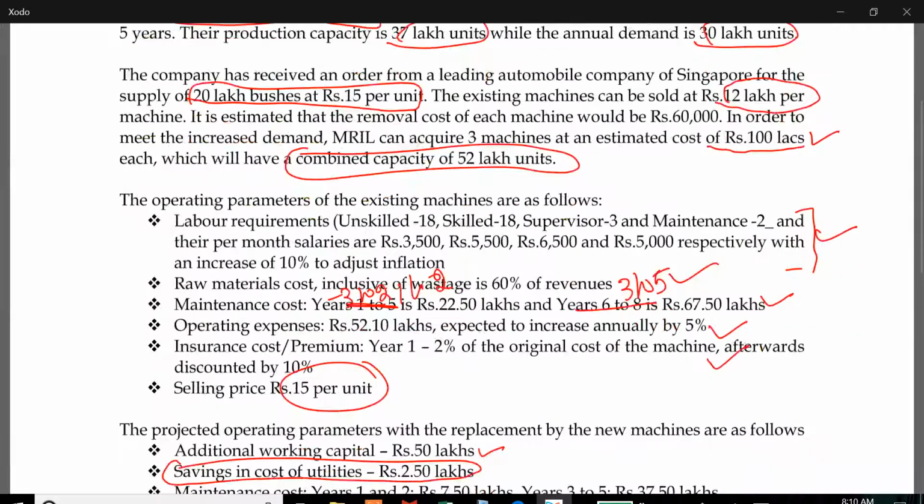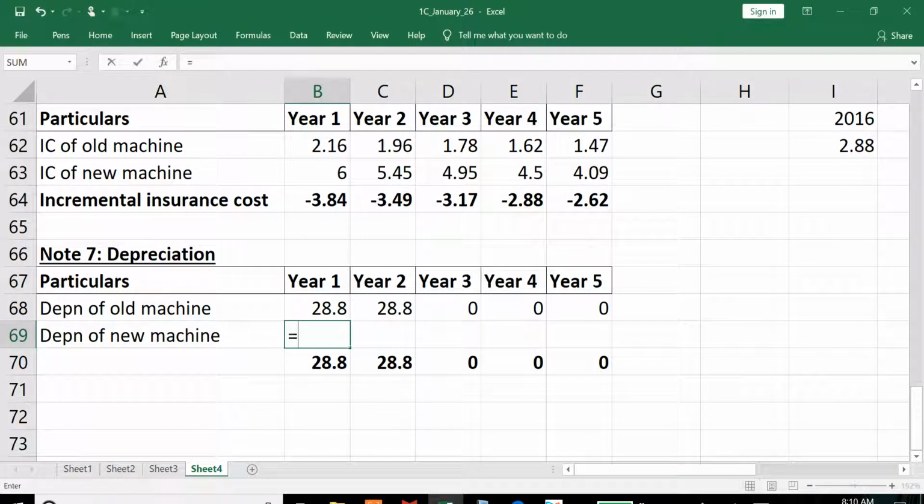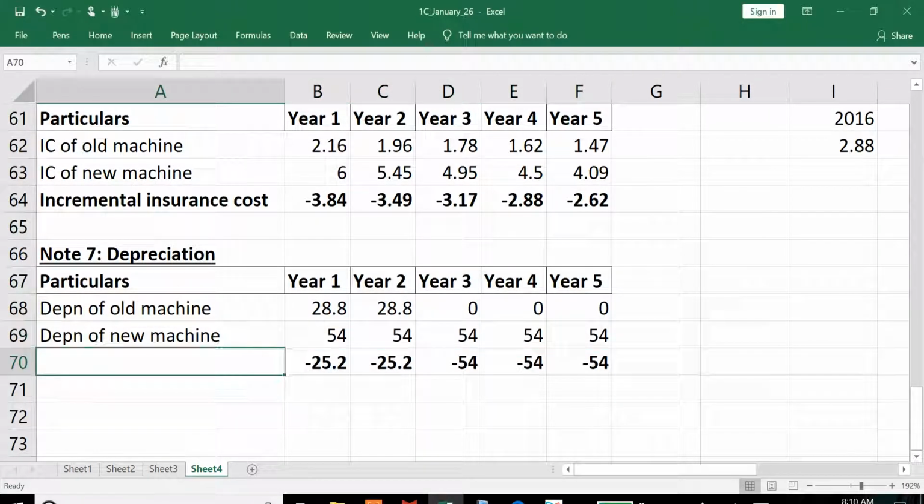300 lakhs is the original cost and my salvage value is 10 lakh per machine. So 300 minus 30, divided by 5 years.